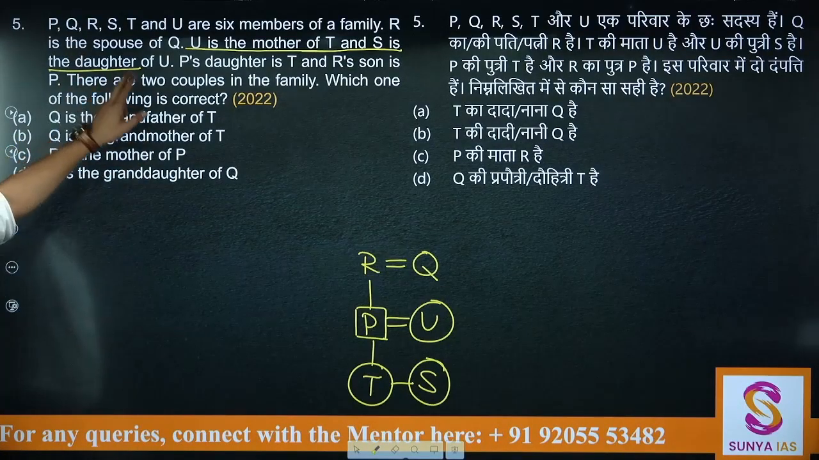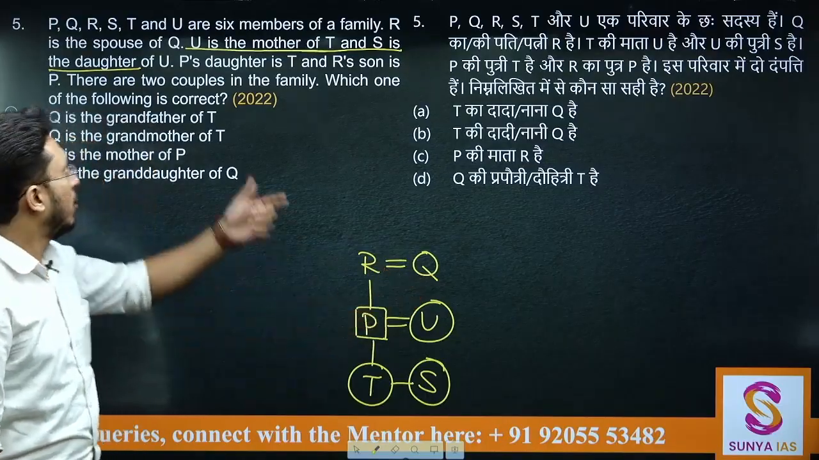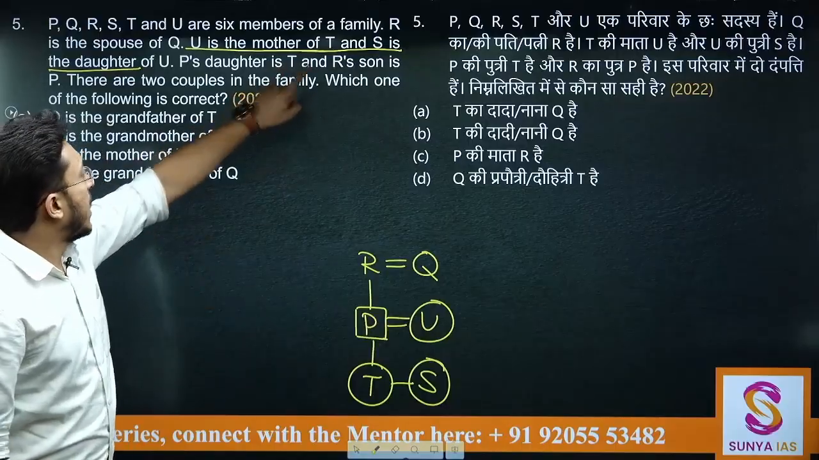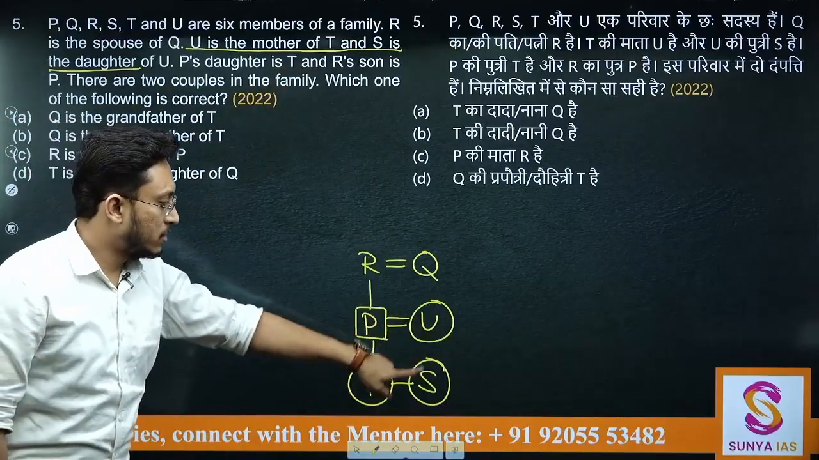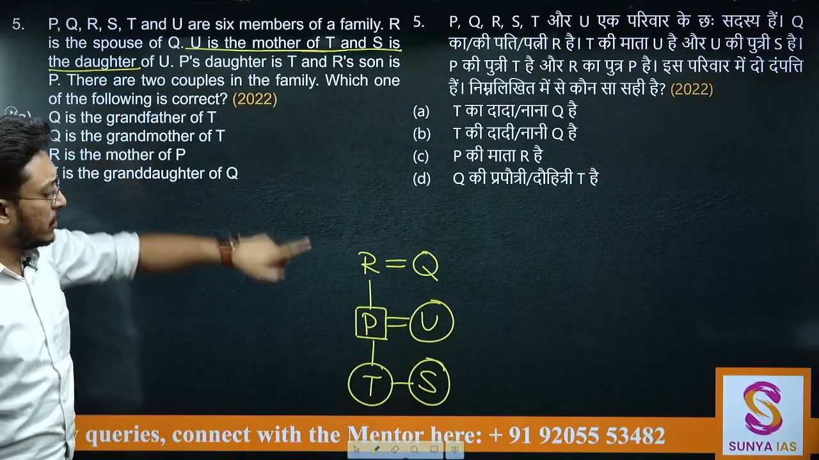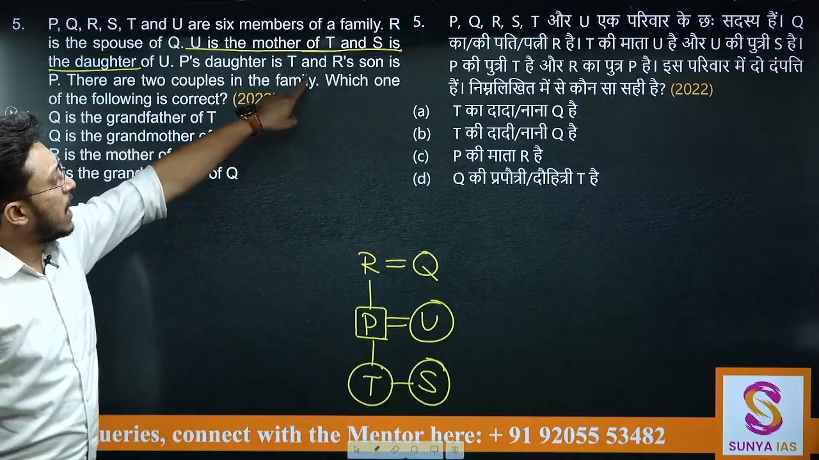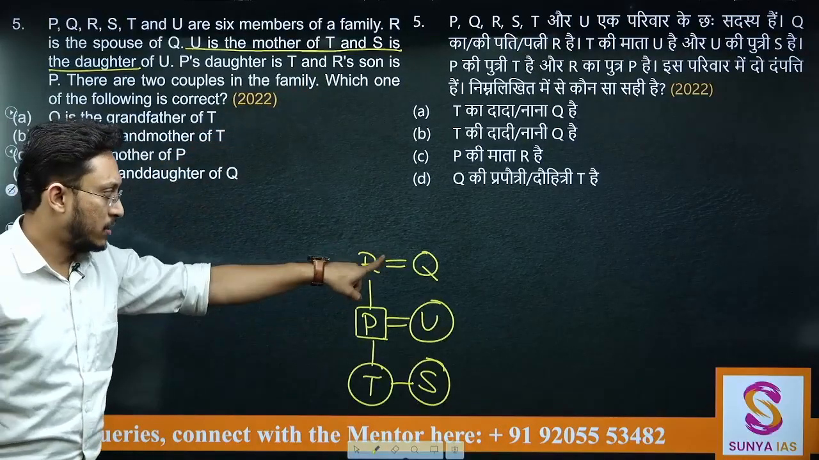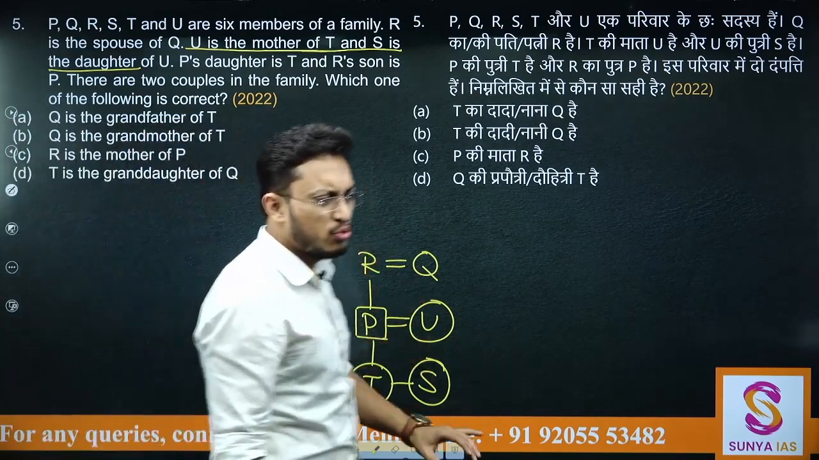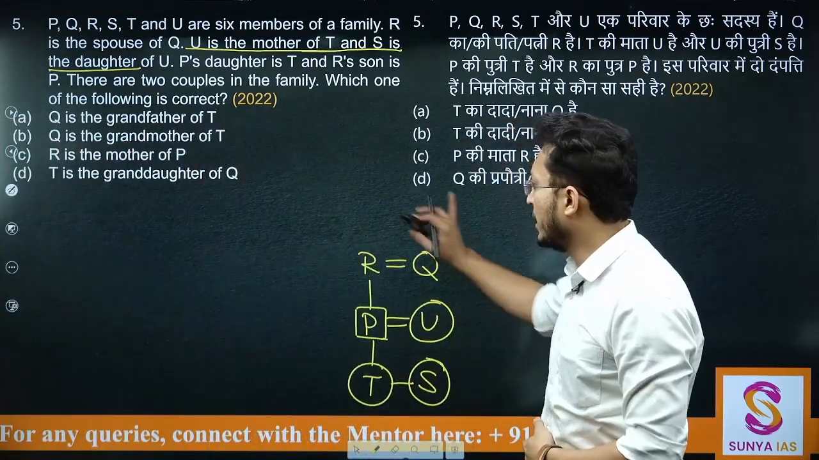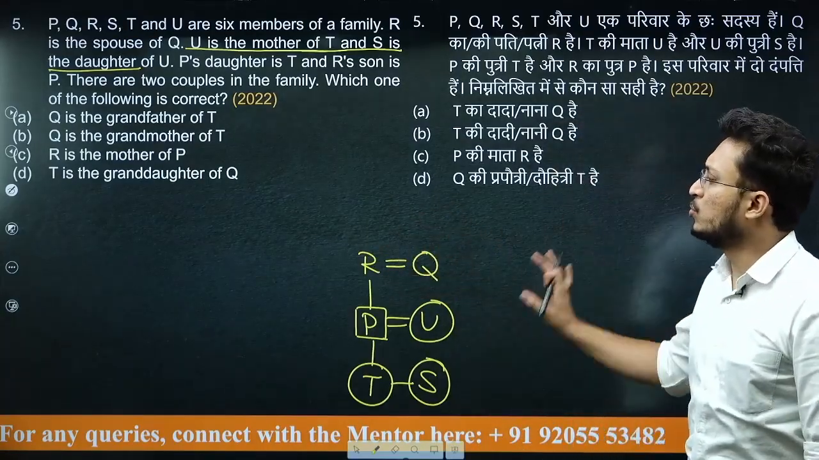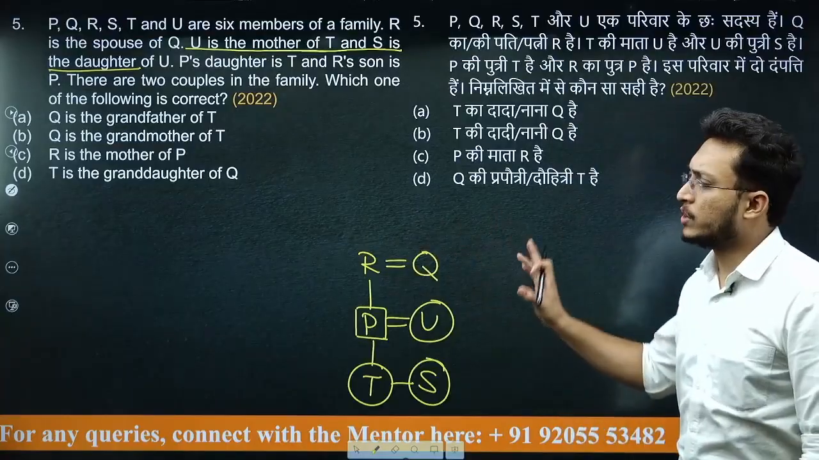So R is the spouse of Q. U is the mother of T. And S is the daughter of U. P's daughter is T. And R's son is P. There are two married couples in the family. So we have used the complete information to draw this family tree. Right now we don't know the gender of Q and R, who is the husband here, who is the wife here, we don't know this.